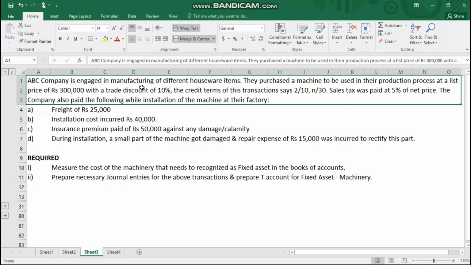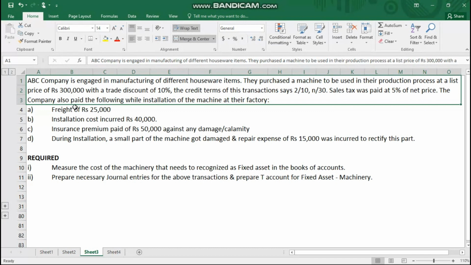ABC company is engaged in manufacturing of different houseware items. They purchased a machine to be used in their production process at a list price of rupees 300,000 with a trade discount of 10%. The credit terms of this transaction say 2% discount will be given if paid within 10 days, and the total credit limit is 30 days. So these are the credit terms of the transaction. In addition, sales tax was paid at the rate of 5% of net price. So there is a sales tax.